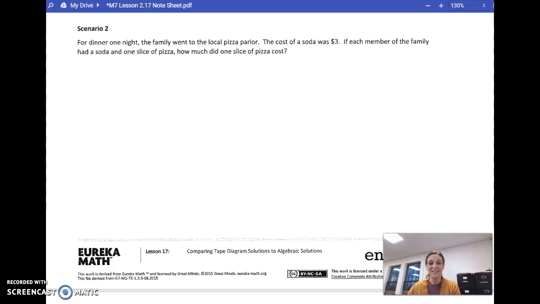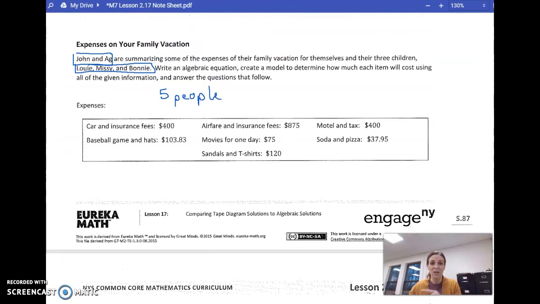Okay, continuing lesson 17, we're still comparing those tape diagram solutions to algebraic solutions. So the next, I think, 3 examples we're going to do, we're going to be doing the same thing over and over. And I want you to remember that this information that I'm getting is going to come from the front page of your note sheet, where it talks about John and Egg taking their family on vacation.